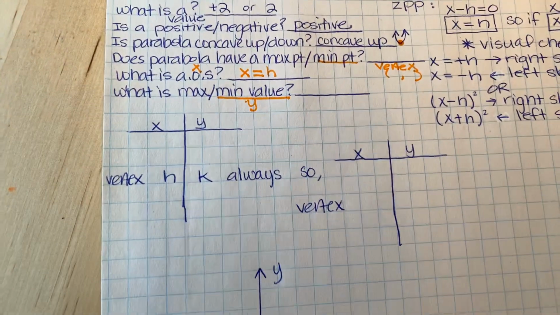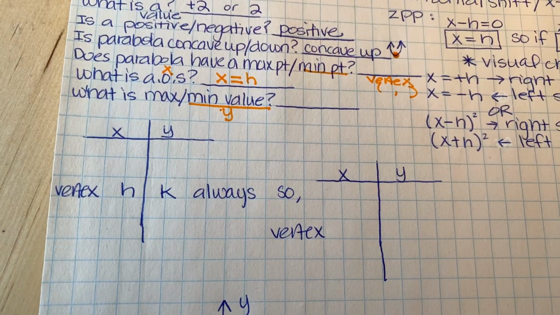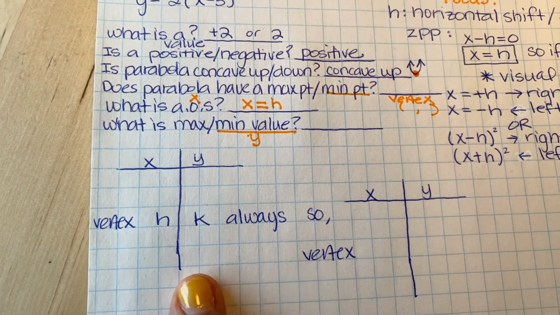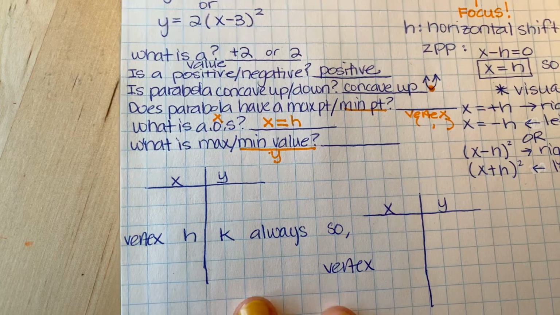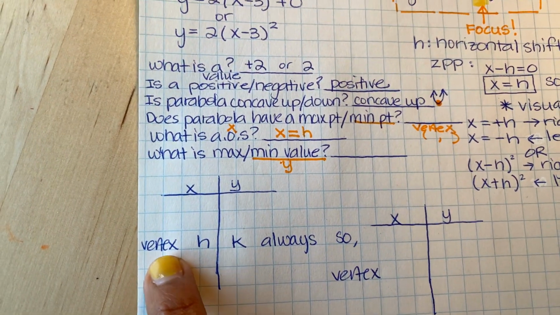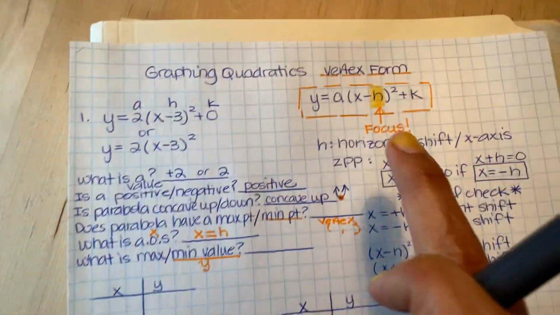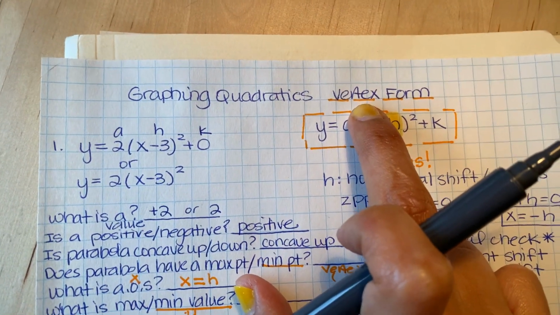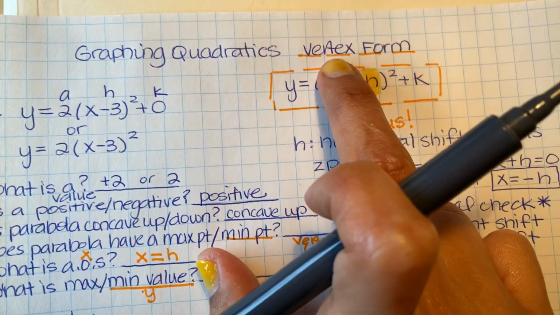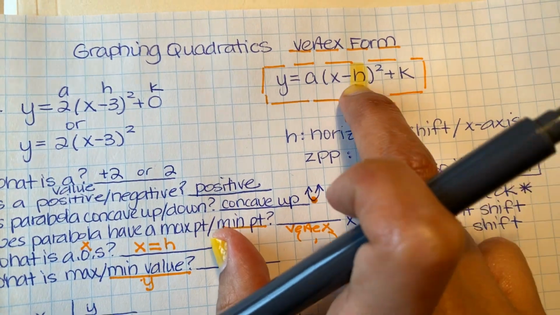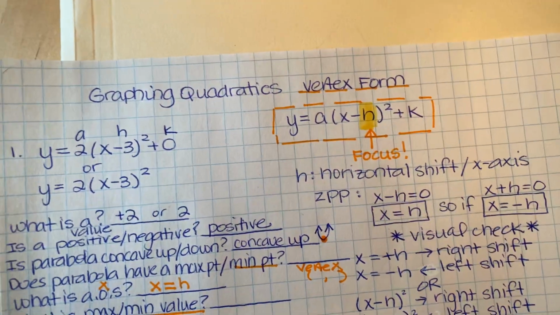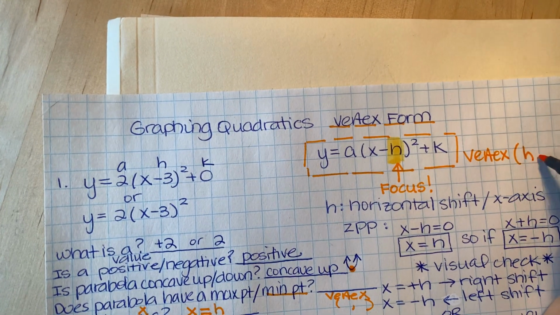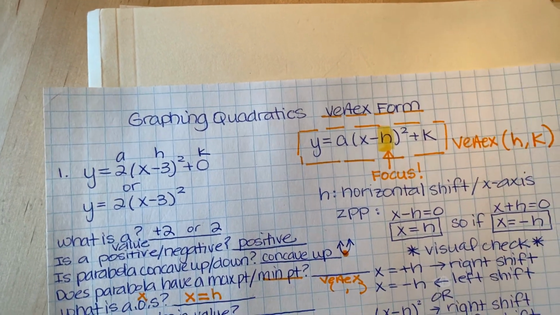Okay, so here we go. I have two tables. This is the one we're actually going to solve. This is the one we're going to focus on as far as the vertex. Your vertex is your h, k value always. That's why this is called the vertex form, because what is given to you is the vertex, what is visually recognizable. Your vertex is the point h, k.